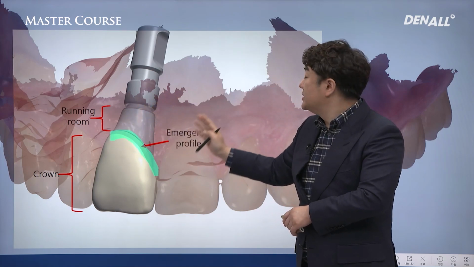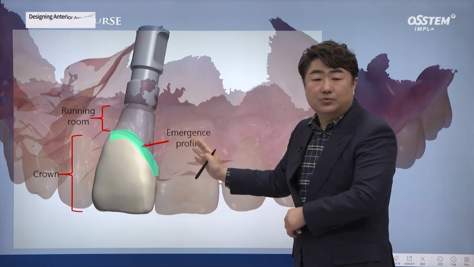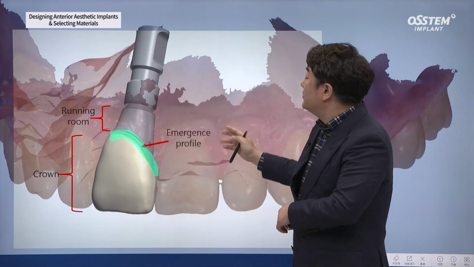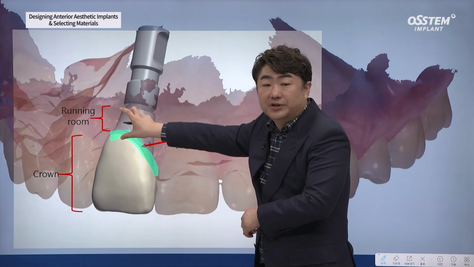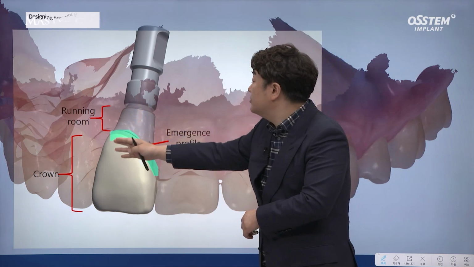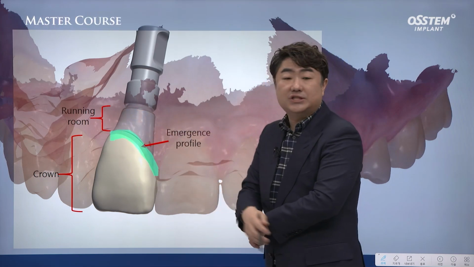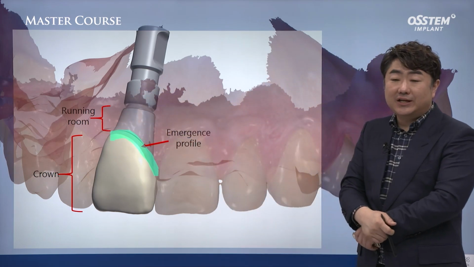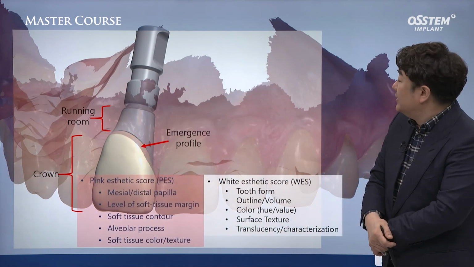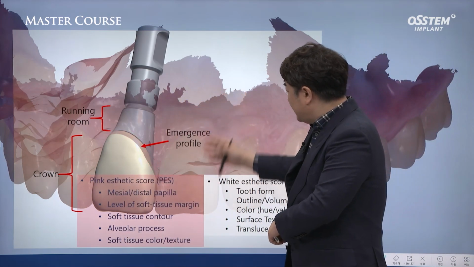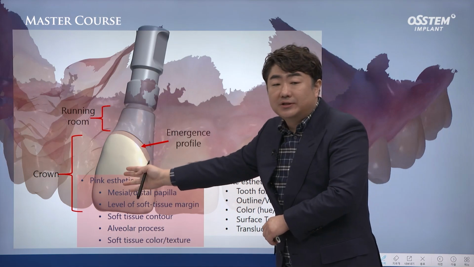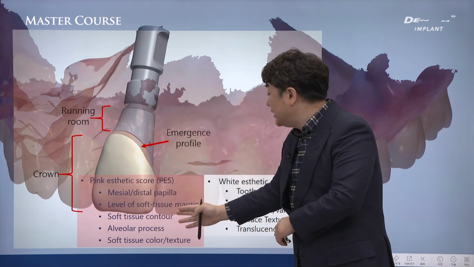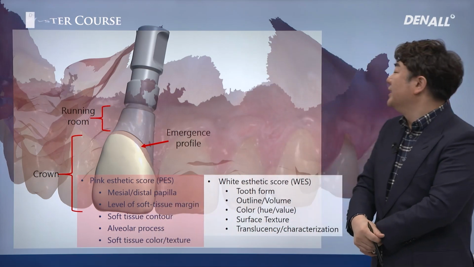Depending on the situation, the transmucosal element is also referred to as the emergence profile along with the surrounding gingiva. As a whole, you can refer to this as the emergence profile. White aesthetics are influenced by the crown, but the emergence profile and a ridge wrap design also affect the pink aesthetics. Our design should start with the emergence profile.